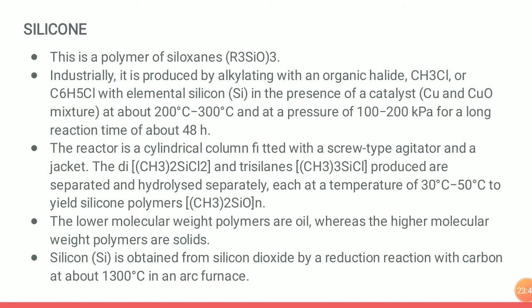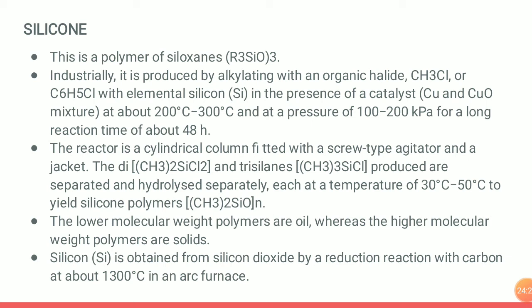Now the next is silicone. It is nothing but the polymer of siloxanes. Industrially it is produced by alkylating elemental silicon with organic halides, that is, methyl chloride or benzyl chloride. So elemental silicon is treated with the organic halides in the presence of a catalyst, copper or copper oxides, at a temperature of about 200 to 300 degrees Celsius at a pressure of 100 to 200 kilopascals for a reaction period of 40 hours.